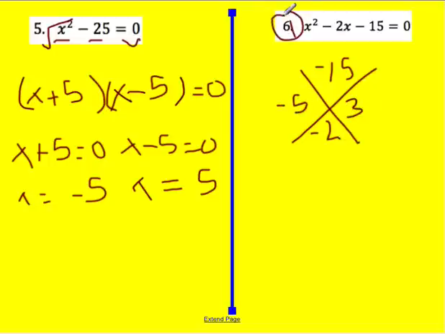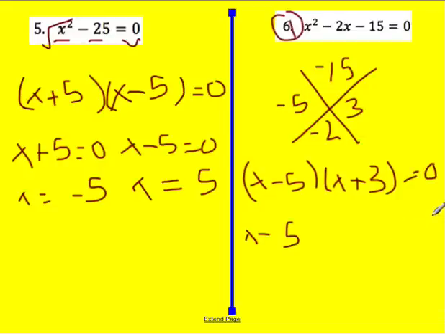Again, there's a 1 on the outside, so I can immediately put it into factored form, and that's going to be equal to 0. So x minus 5 is equal to 0, and x plus 3 is equal to 0. I'm writing each of those factors out separately using that zero product property idea.